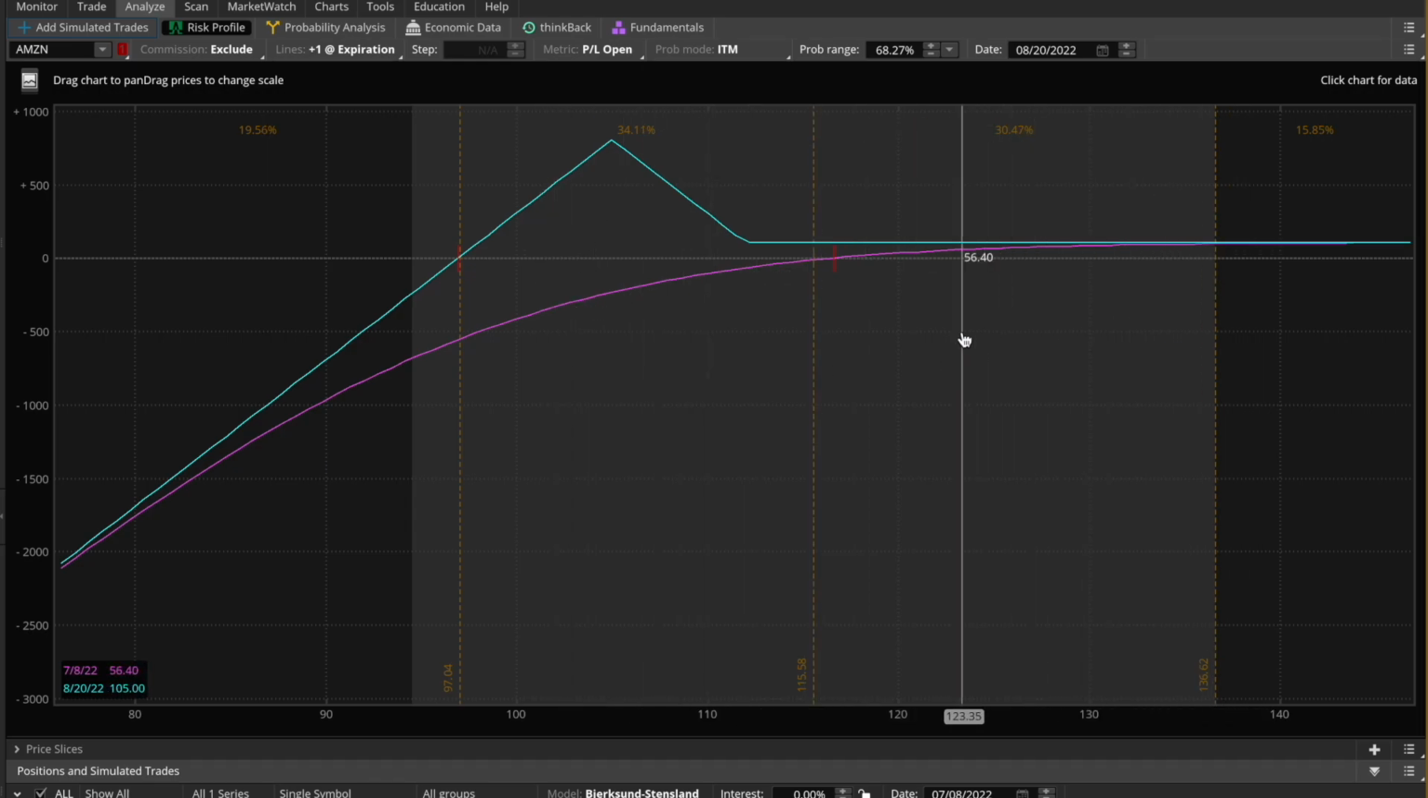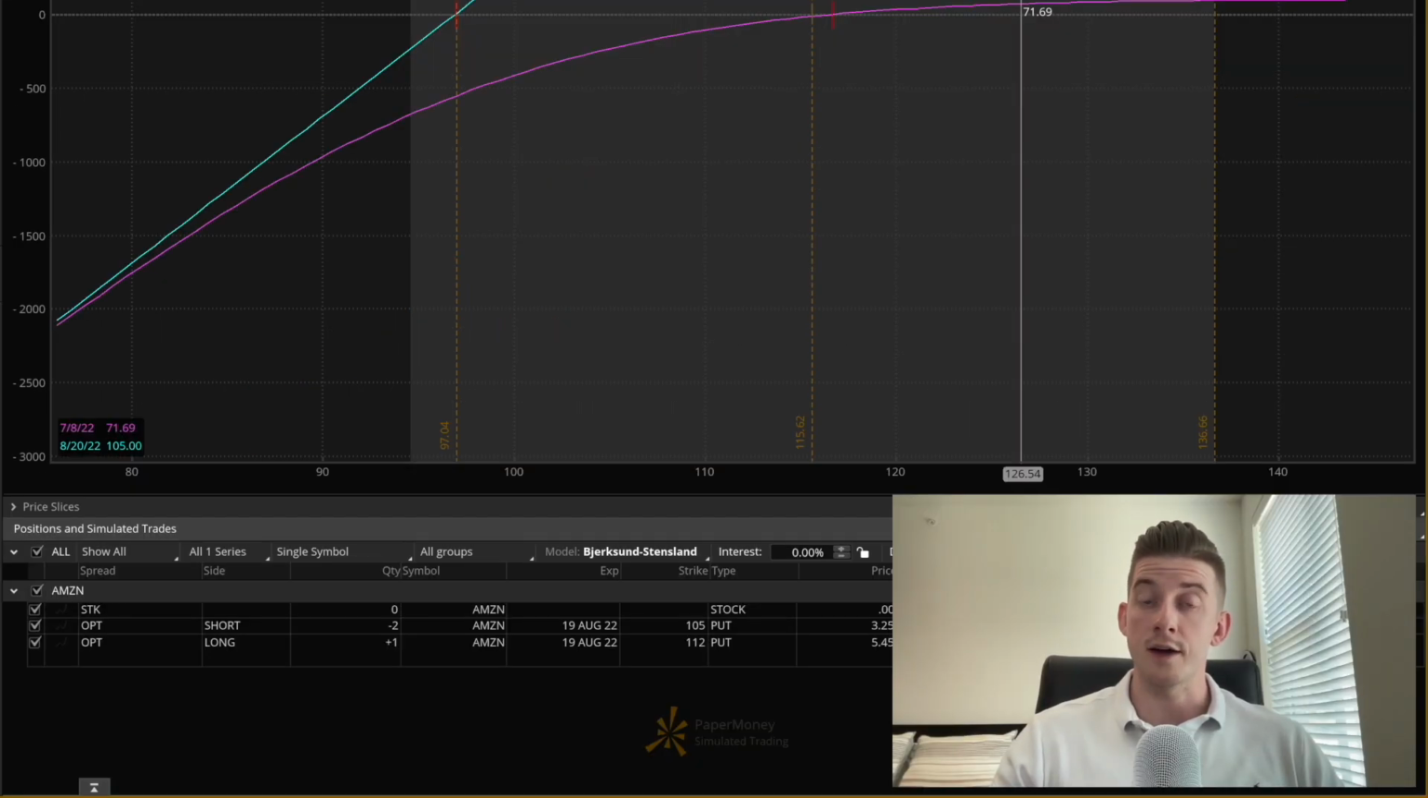That's very, very high. So even though you do have naked downside risk with this ratio spread, and you could lose a lot of money if things go really, really wrong, you still have a very, very high chance of that never actually happening.